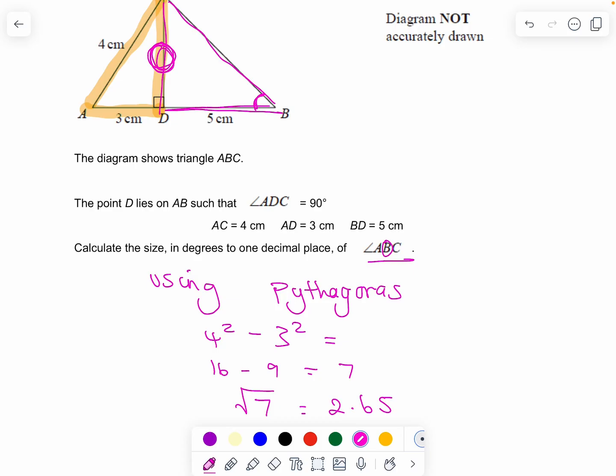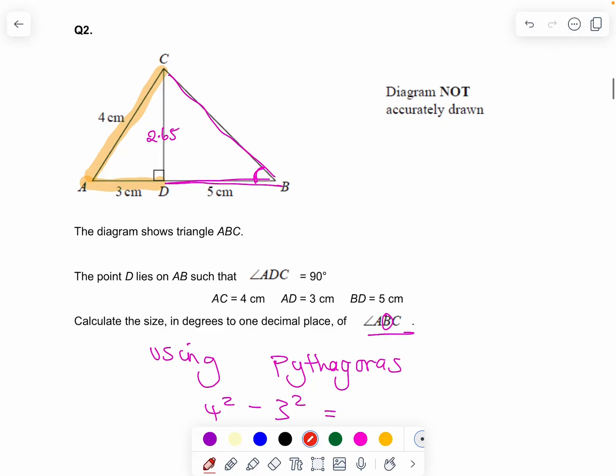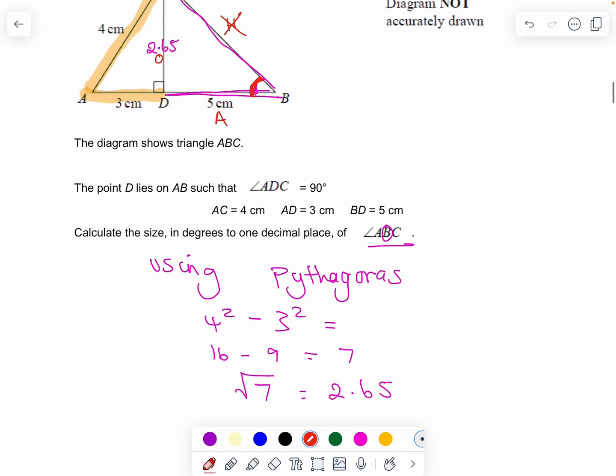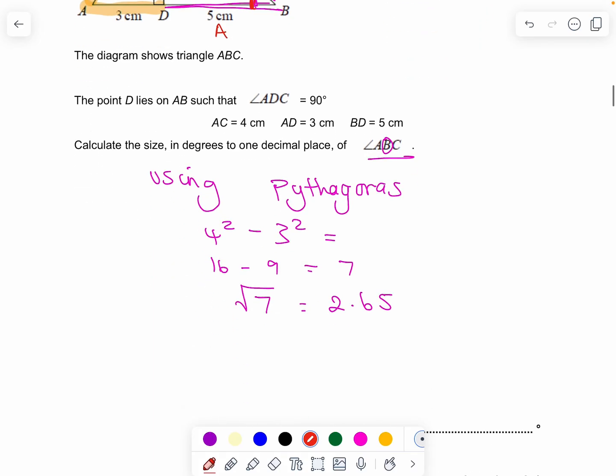I now know that this part here is 2.65. Now I can use trigonometry. So looking at this angle here, this is my opposite, this is my hypotenuse, this is my adjacent. I have no information on the hypotenuse, so I don't need it. So I'm only going to use opposite and adjacent, and that means I have to use TOA. So I'm going to use tan.